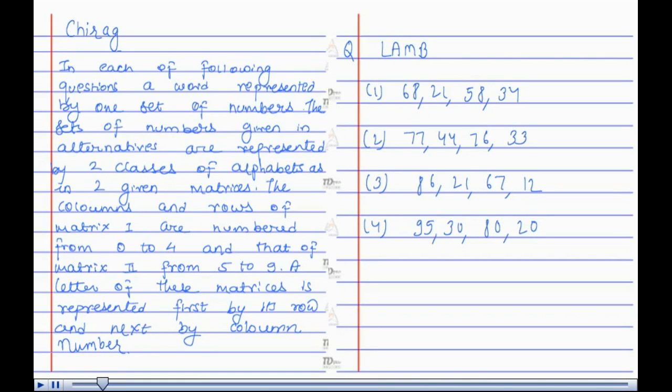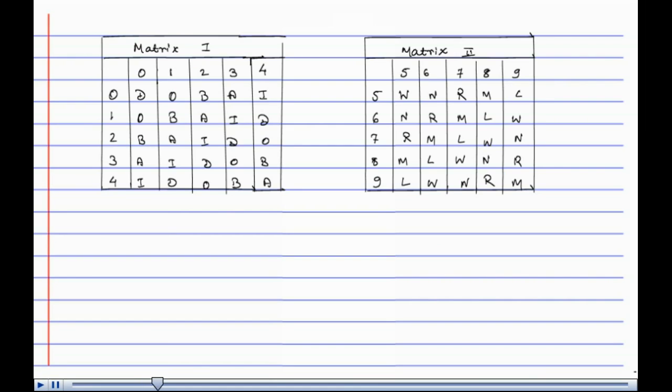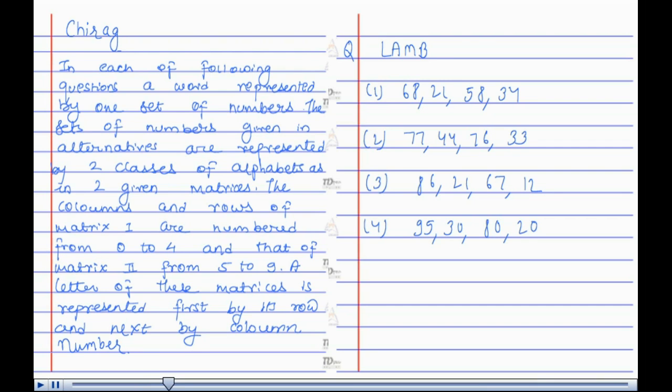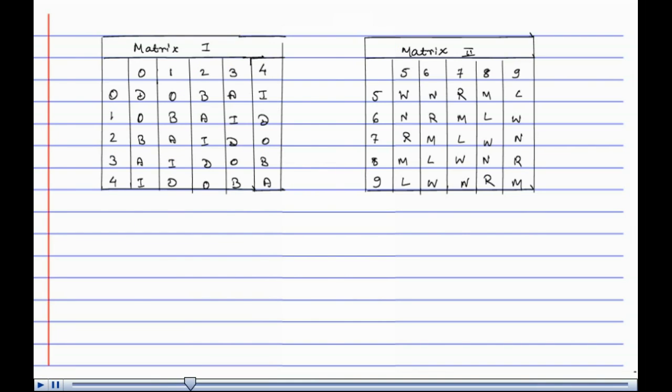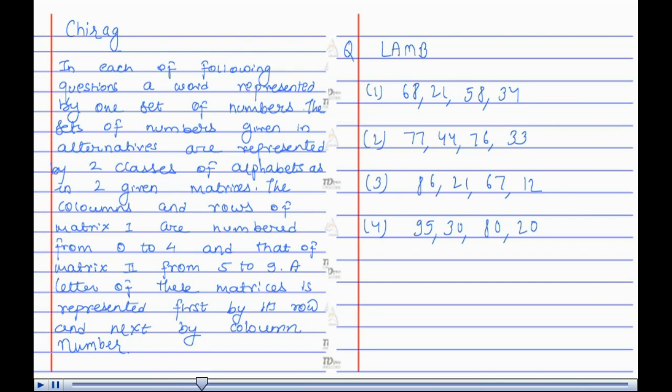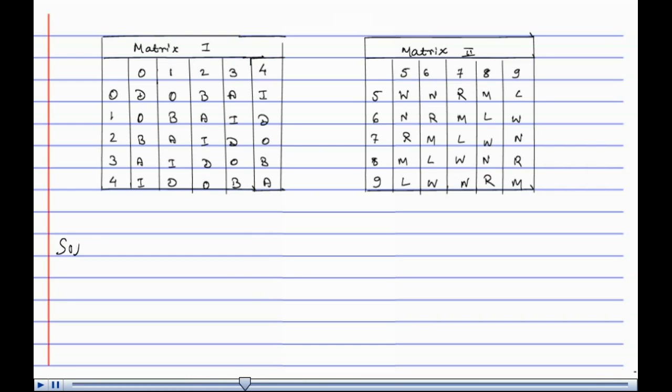In each of the following questions, a word is represented by one set of numbers. The sets of numbers given in the alternatives are represented by two classes of alphabets as in two given matrices. The columns and rows of matrix 1 are numbered from 0 to 4 and those of matrix 2 from 5 to 9. A letter of these matrices is represented first by its row and next by its column number. The question is LAMB.